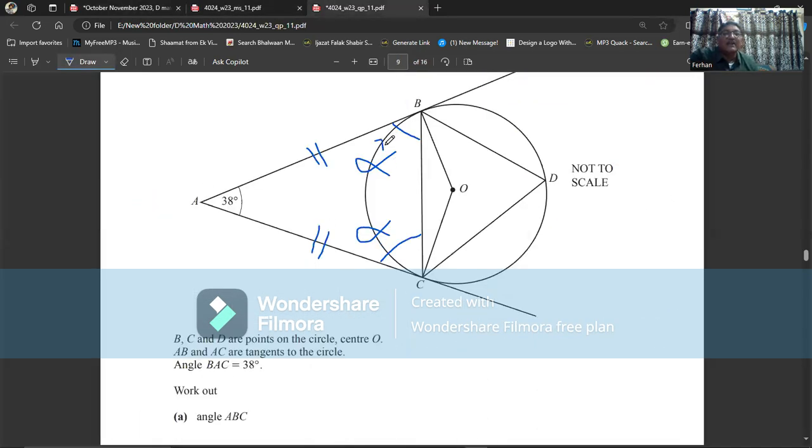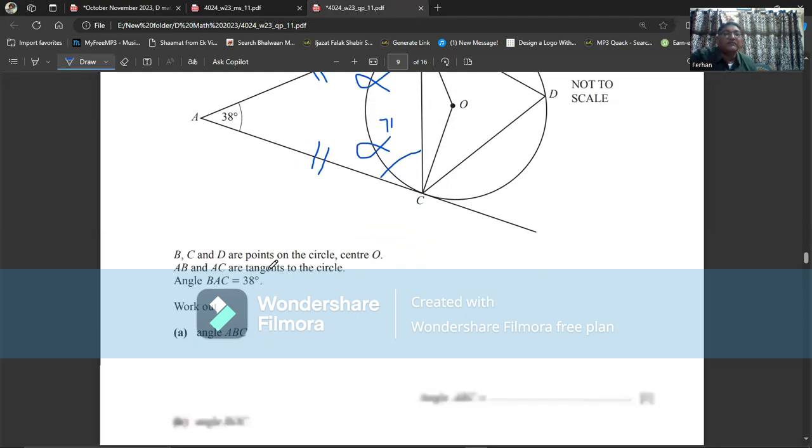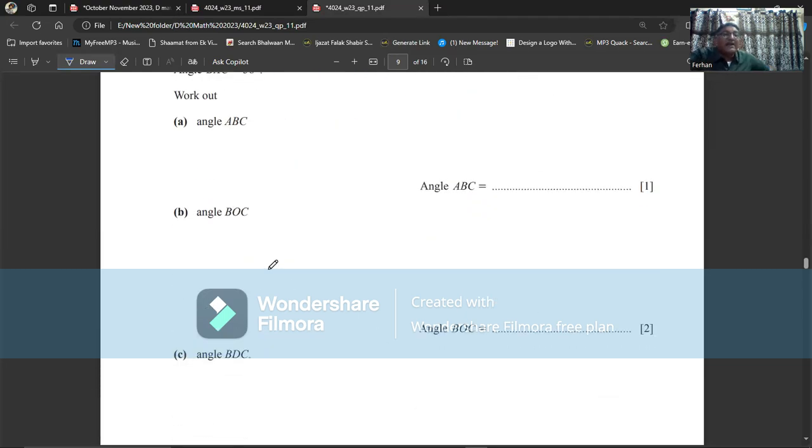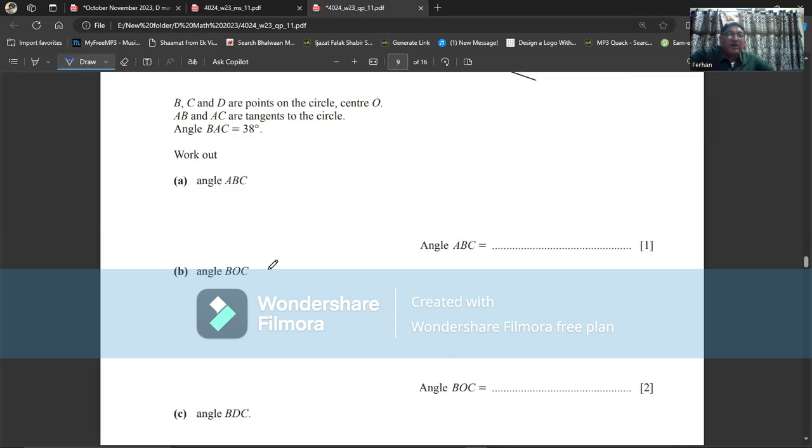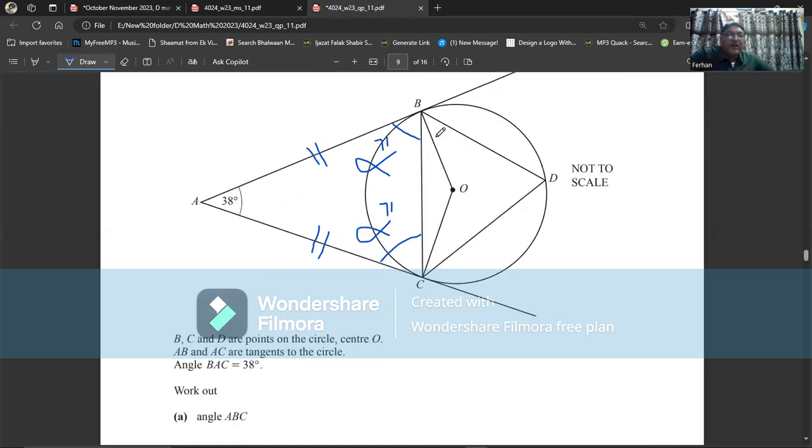So this angle is how much? 71. So this angle is also how much? 71. Next question is find the angle BOC. This is a 2 marks question. They want me to find out this angle BOC.